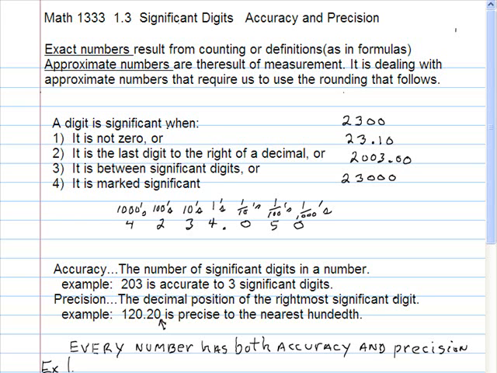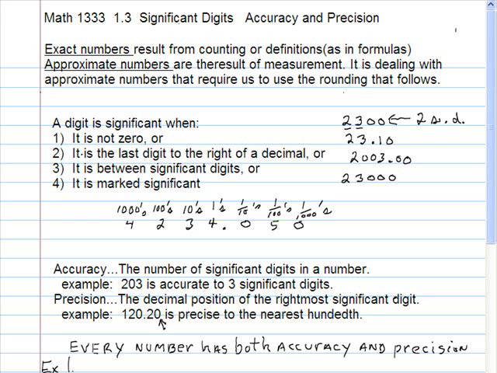What do we mean by a significant digit? There are 4 things that can make a digit significant. Number 1, it is significant if it is not 0. So if you take a look at my first example over here, the number 2300 has 2 digits that are not 0. So we say it has 2 significant digits. I'm not going to write out significant digits. I'm just going to put SD because it takes too long to write that out.